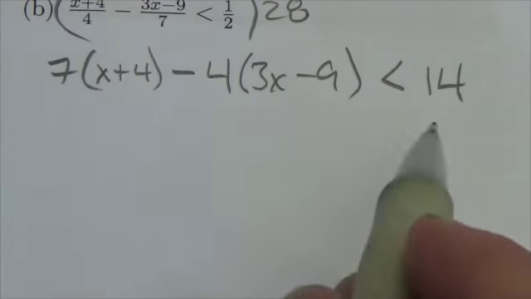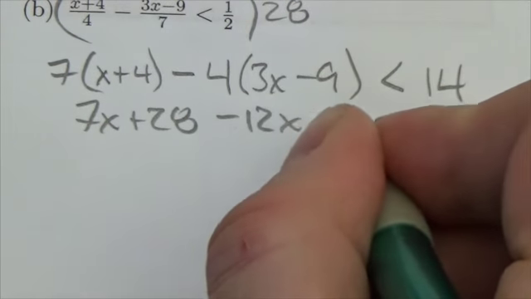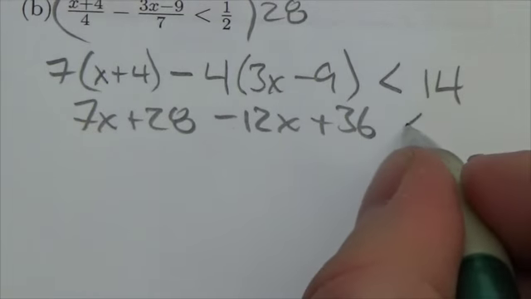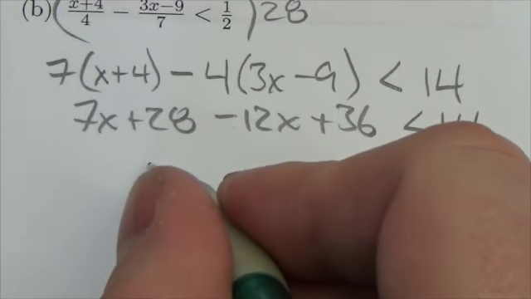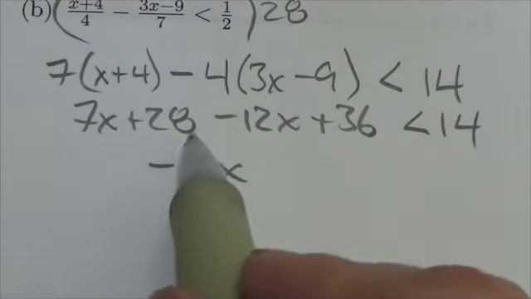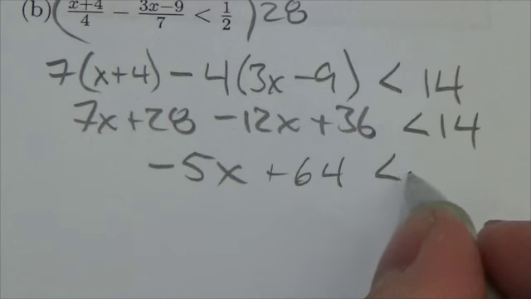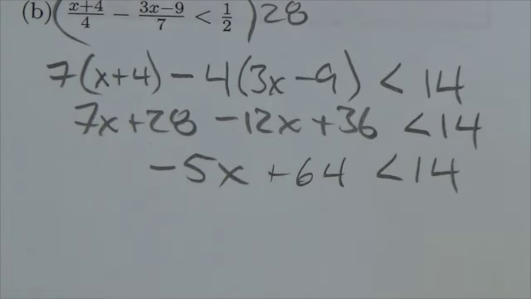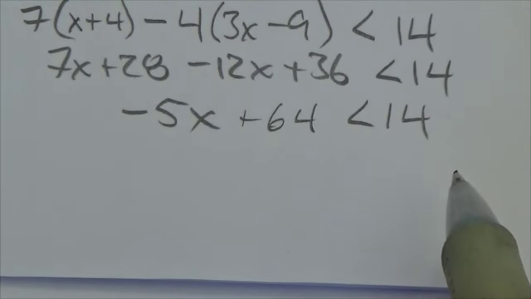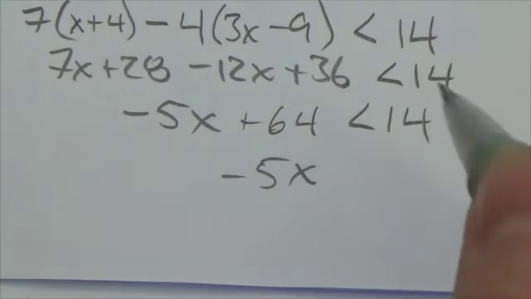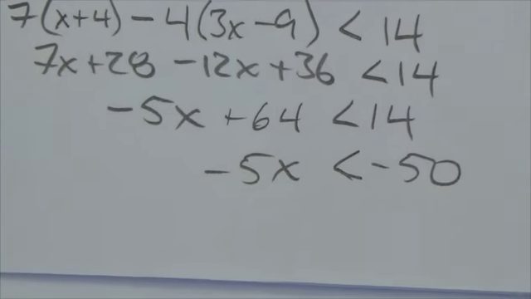Okay, well this is a lot easier for me to work with. Now I'm just going to expand this out. 7x + 28 - 12x + 36 is less than 14. Putting those together, 7x - 12x, that is going to be -5x. 28 and 36 is going to be 64. It's less than 14. Okay, now we're going to bring the 64 over. And we'll get -5x, just wanted to make sure that I'm doing my mental math here right, is going to be less than -50.